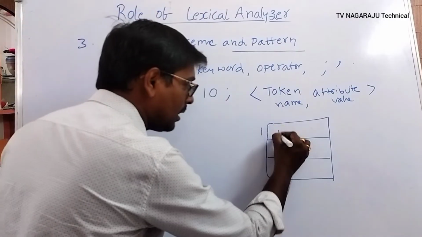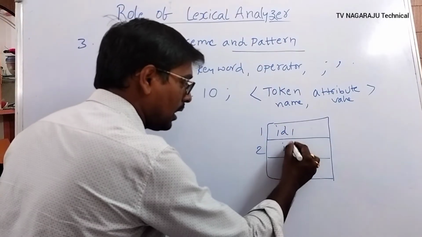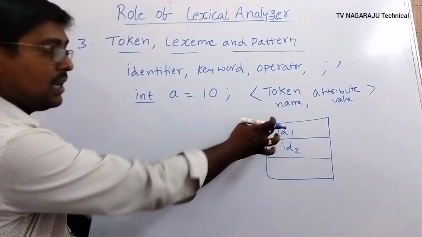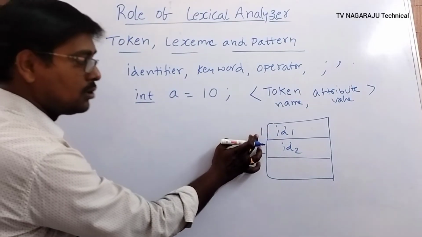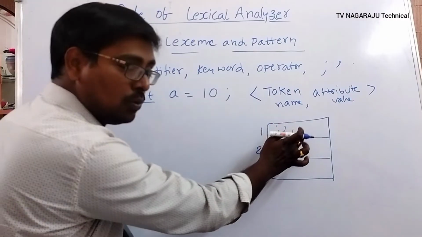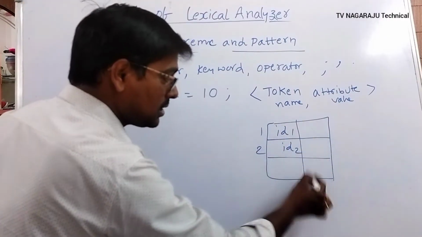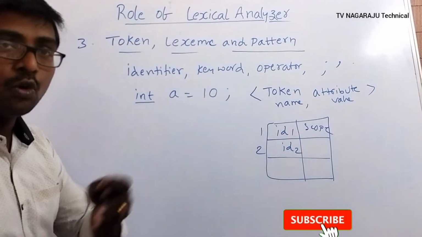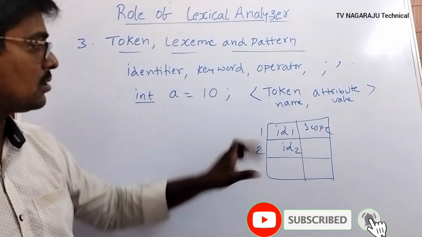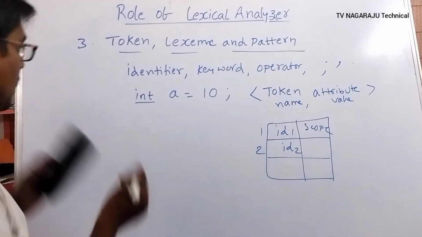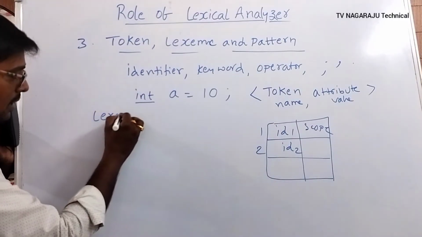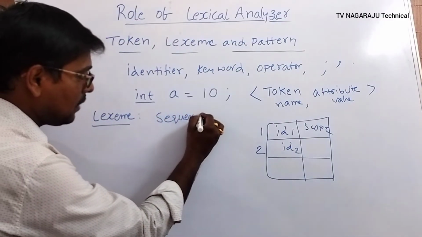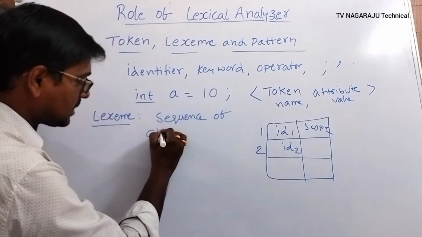Suppose <ID1, 1>, <ID2, 2> like this. Here ID1 is the name of the token, and 1 is the attribute value. So by using 1 it is easy to move to ID1. Along with the name, the symbol table contains a lot of information, that is the scope, value, and some other information also. This is the token.